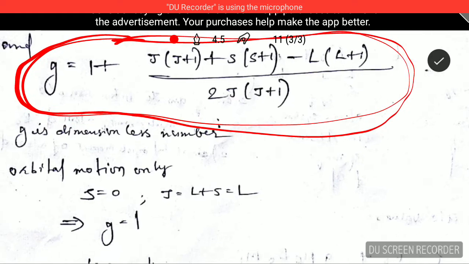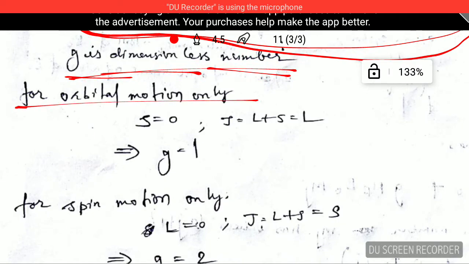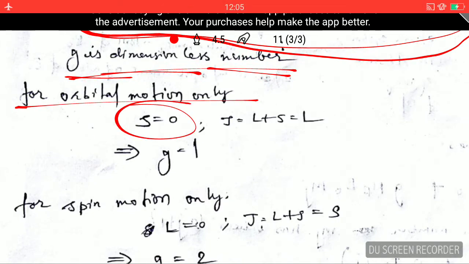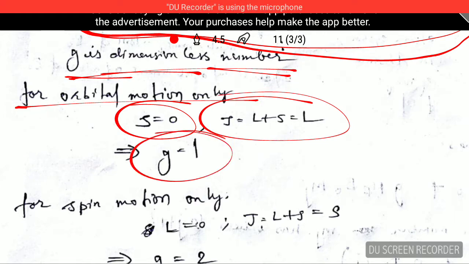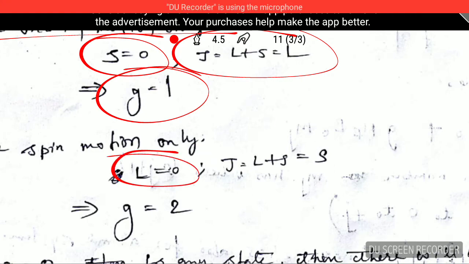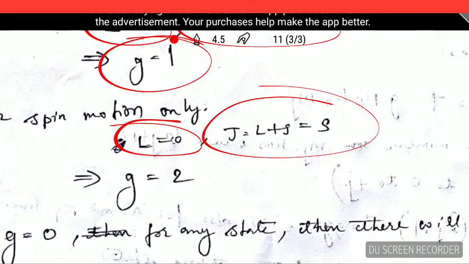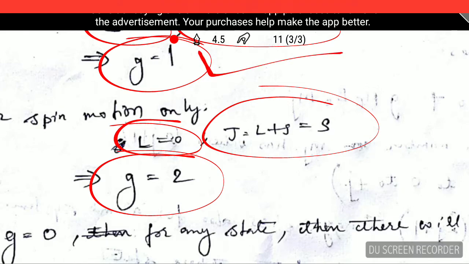Now see, g is a dimensionless number. For orbital motion only, as spin is taken as 0 and J equals L, this gives g equals 1. If g equals 1, that simply means there is only orbital motion. For spin motion, L is taken equal to 0 and J equals S, and when this is substituted back in this equation, you get g equals 2. That means for spin motion the Lande g factor is 2. So g equals 1 corresponds to orbital motion, and g equals 2 corresponds to spin motion.